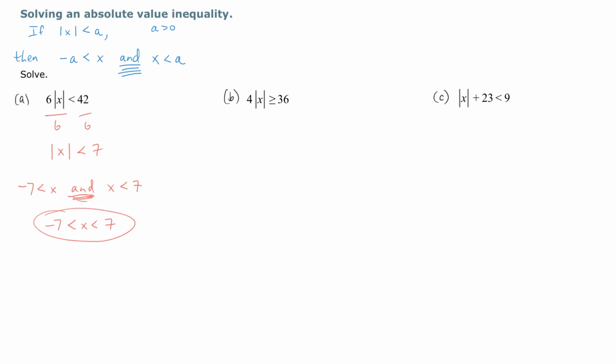Part B, the pattern completely changes. It is completely different. For part B, if you have the absolute value of, let's say, x is greater than b, then you would proceed to write an OR statement. Then we would write x is less than the opposite of b, or x is greater than b.